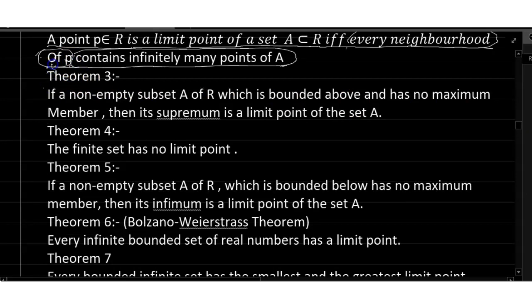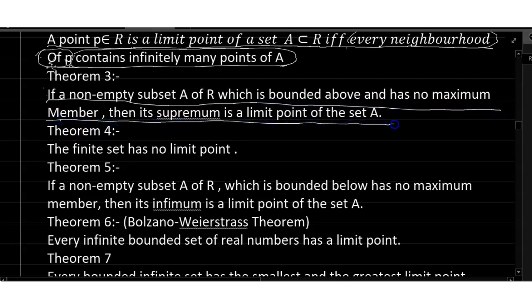Non-empty set: if a non-empty subset A of R is bounded above and has no maximum member, then its supremum is a limit point of the set A. So friends, what is bounded above? The set has no maximum member. Now the question is, what is bounded above?